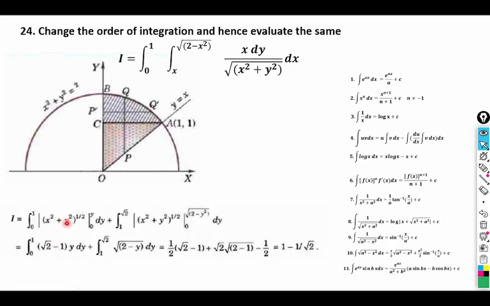So you'll observe this is the double integral on R1. This is R1 and this is R2. Initially we have to integrate with respect to x at that time. So integral of 1 upon root of x squared plus y squared.